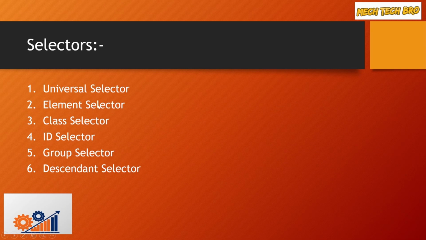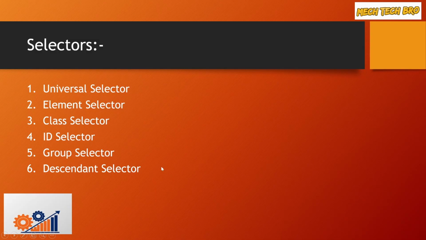Universal selector, element selector, class selector, ID selector, group selector and descendant selector. There are many more selectors, but these are the main important ones. So please note it down while I explain in the session.